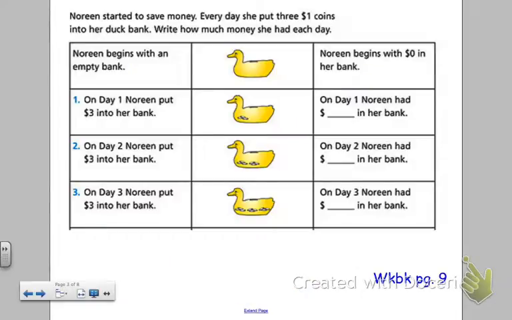Okay, now take a look at workbook page 9. Here it says Noreen started to save money. Every day she put 3 $1 coins into her duck bank. Write how much money she had each day.